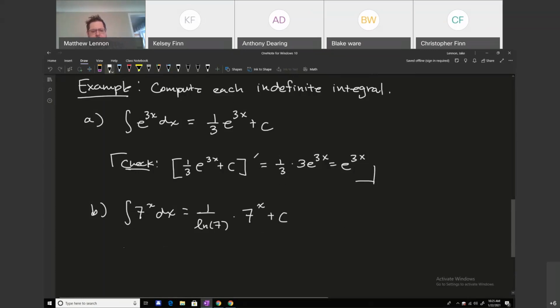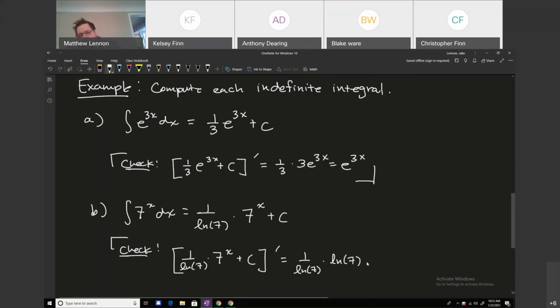a constant. And again, we can check that by taking the derivative, and you'll see that we'll get the right cancellation. Taking the derivative, we have 1 over the natural log of 7 times the natural log of 7 times 7 to the x, and then that constant vanishes. So these go out and everything checks out. We're left with 7 to the x, which is exactly what we started with.